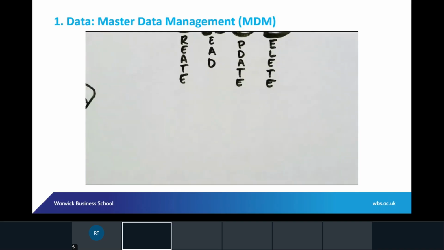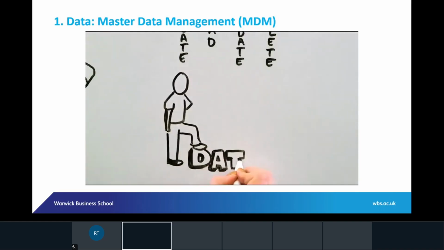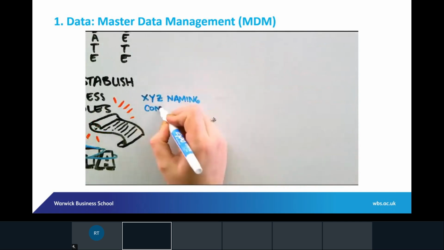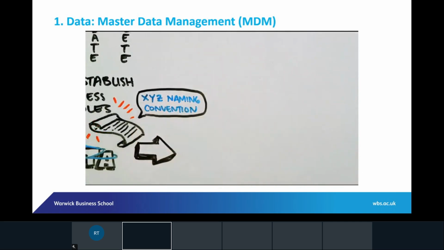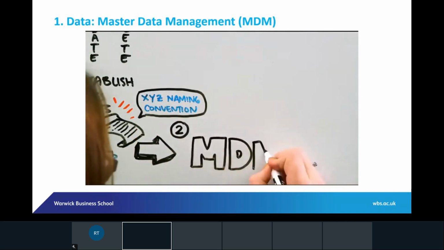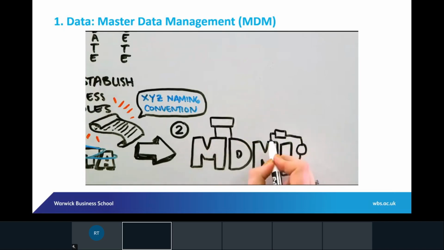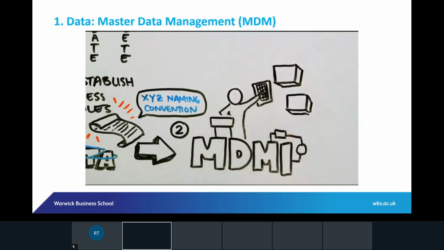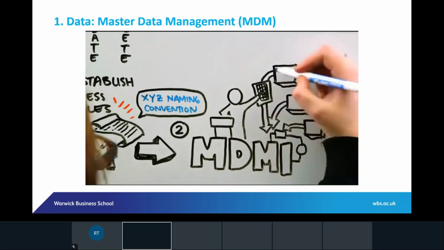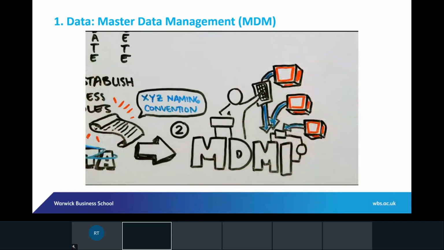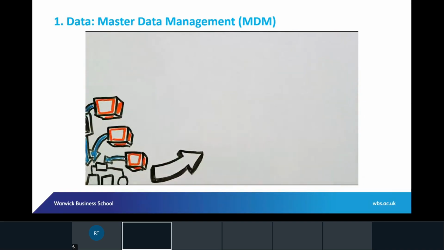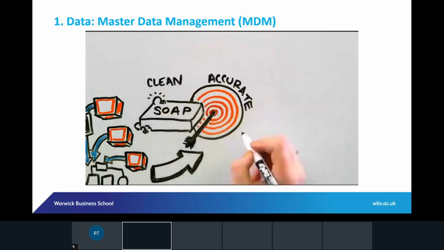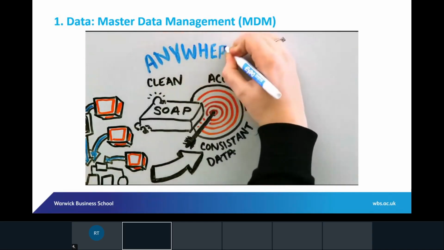To master our data, we first establish our business rules. For example, our products will follow XYZ naming convention. Then we set up those rules in a master data management system. People are either assigned the responsibility of creating the data in the MDM system, or data in existing tools is sent to the MDM system for merging and matching. Then the MDM system distributes clean, accurate, and consistent data anywhere it needs to go.